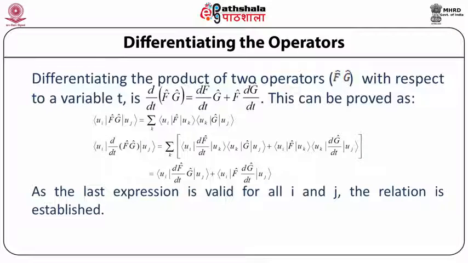bra vector ui d by dt of product of operator f and operator g, ket vector uj is equal to bra vector ui d by dt operator f times operator g, ket vector uj plus bra vector ui operator f times d by dt operator g, ket vector uj. As the last expression is valid for all i and j, the relation is established.